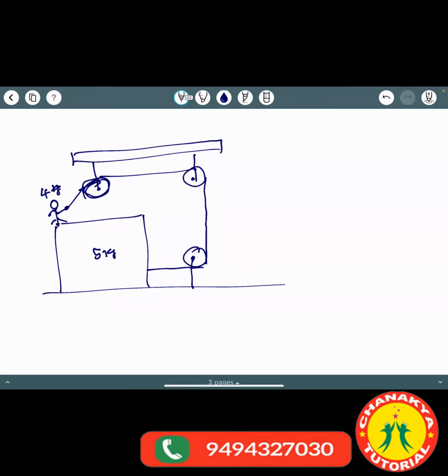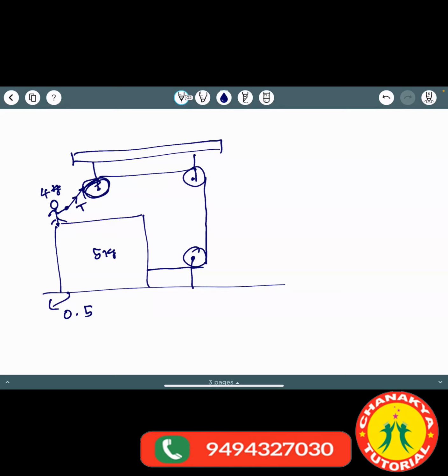If the coefficient of friction between the wood and the floor is 0.5, the maximum force that the boy can exert on the rope so that the piece of wood does not move from its place is dash. g is equal to 10 meter per second square. Let us do it together. Let us say the tension in this string is T.